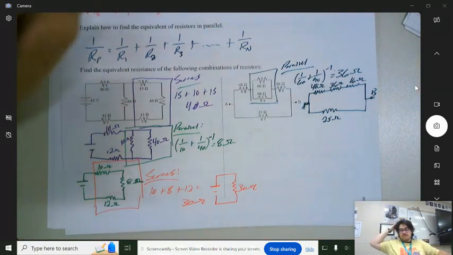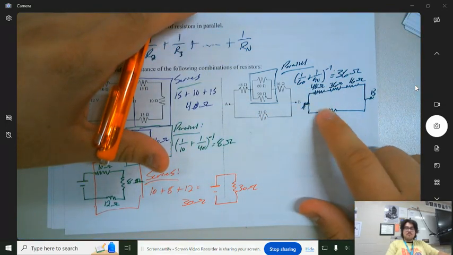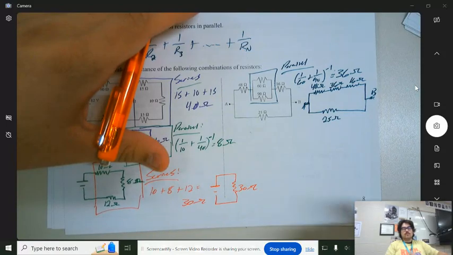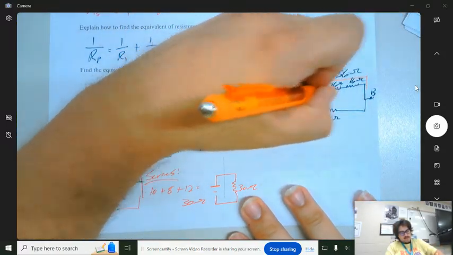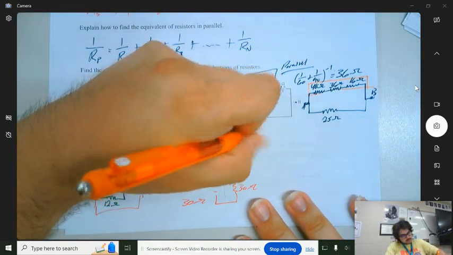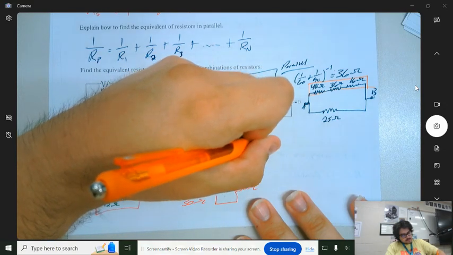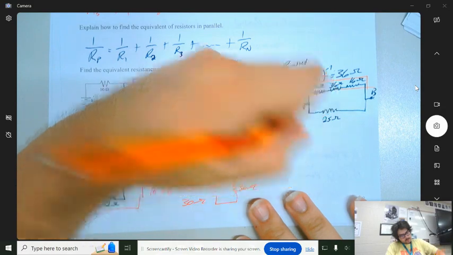Now all that you have to do is recognize that these branches are in parallel with each other, but we can't really do much until we've got one resistor in each branch. So let's go ahead and add these together, because look at that, they're all in series. How beautiful. So we just got to do 48 plus 36 plus 16, and that should give us 100 ohms.